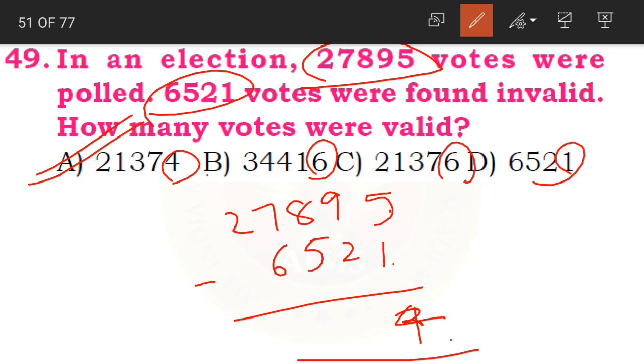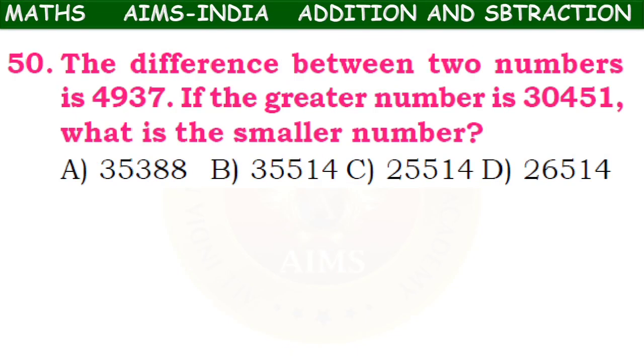Instead of solving it all, we can directly write 9 minus 2, 7, 8 minus 5, 3, 7 minus 6, 1 and 2. What is it? 21,374. That is option number A. Clear, children? Moving on to question number 50.